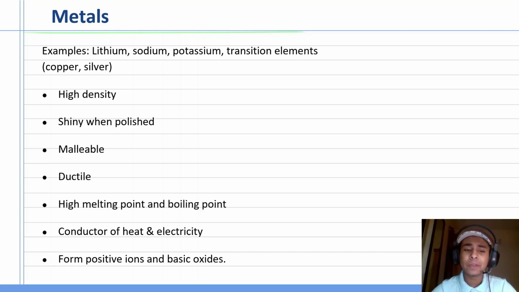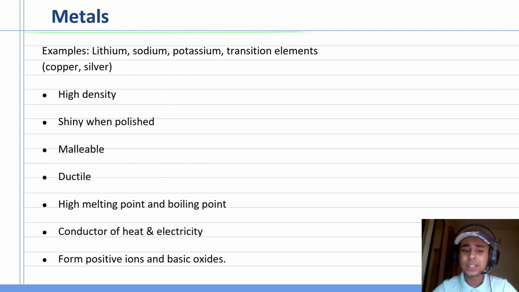For example, they have a very high density, but that's not common for all the metals. For example, the group 1 elements of the metals have low density, but the properties we are going to be learning today, right now, are the properties that are common in most metals. So they have a high density, they're shiny when polished, so most metals are shiny. Metals are malleable and ductile, which means that they can be bent and can be stretched. They also have a very high melting and boiling point.